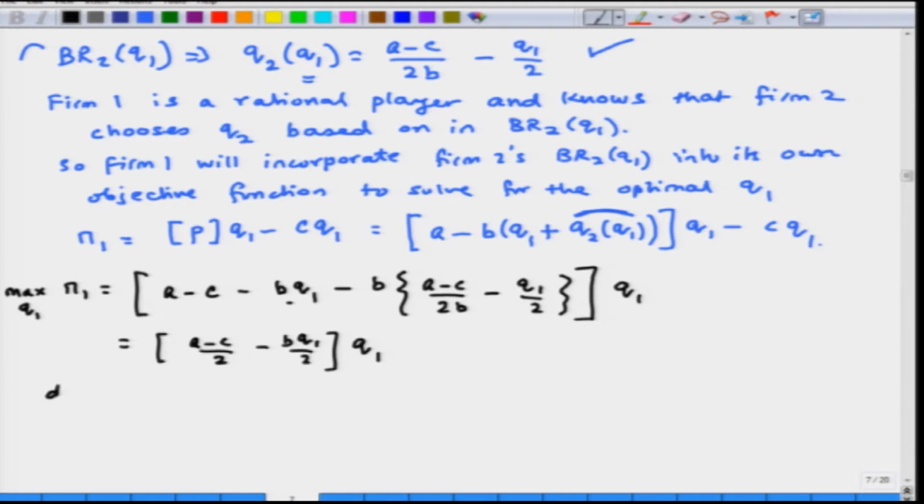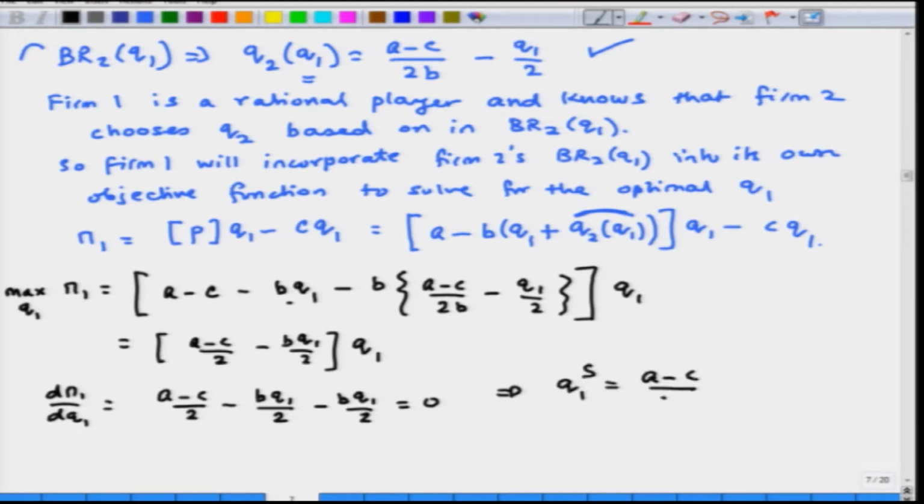So, essentially we write down the first order condition for firm 1, which is A minus C by 2 minus BQ1 by 2 times 1, plus Q1 times minus BQ1 by 2, which is equal to 0. So, that gives us, if I take the BQ1 together, I will get a BQ1. So, the Q1S essentially is A minus C divided by 2B. So, this is the output that firm 1 produces in the Stackelberg model, right.